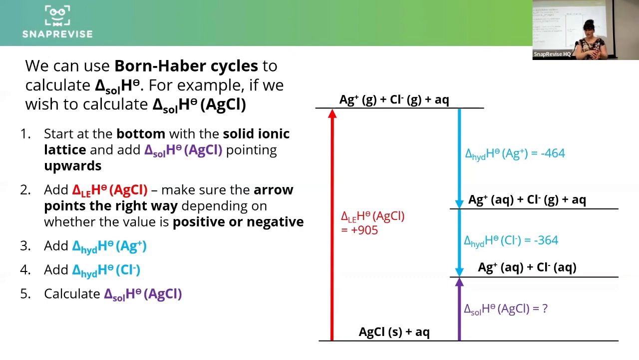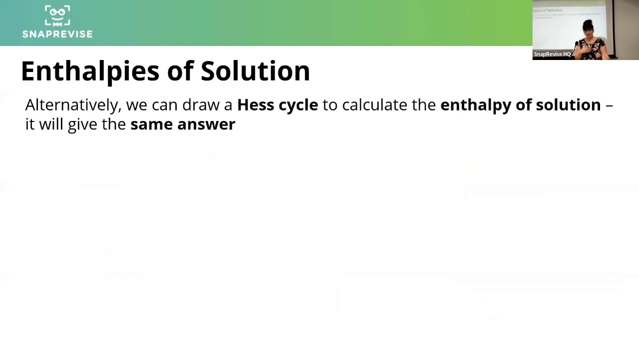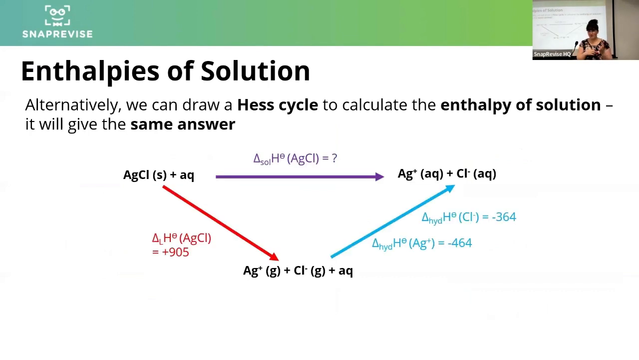Some people find they look more complicated, some people find they look simpler. This same information can also be presented in a Hess cycle. So you can use whichever you would prefer. If you find Born-Haber cycles that little bit easier to get your head around, then use Born-Haber cycles. If you would prefer to use a Hess cycle, use a Hess cycle. The information is the same, using the same principles, it's just presented in a different way. For enthalpy change of solution, you can use both.